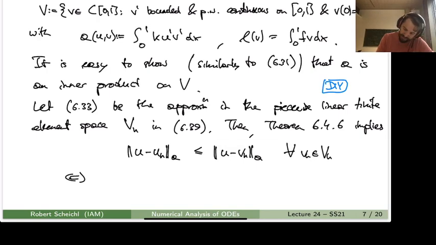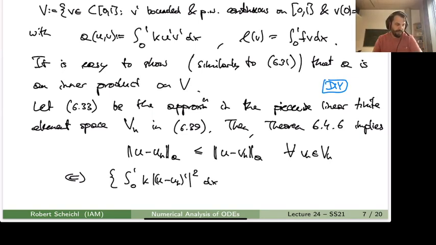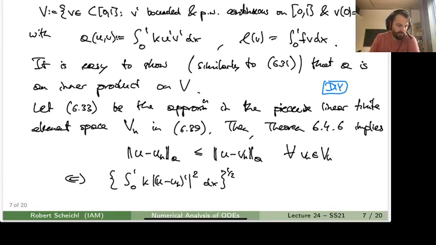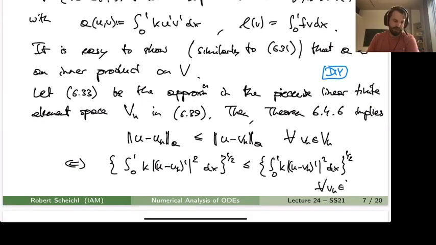In other words, writing it in explicit form, the square root of the integral from 0 to 1 of k times (u minus u_h) primed squared dx, which is the energy norm, is less than or equal to the square root of the integral from 0 to 1 of k times (u minus v_h) primed squared dx, for all v_h in V_h, and that's 644.